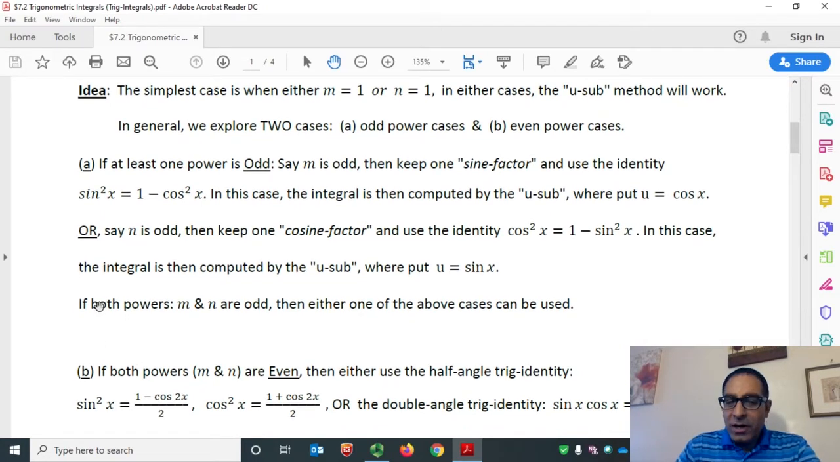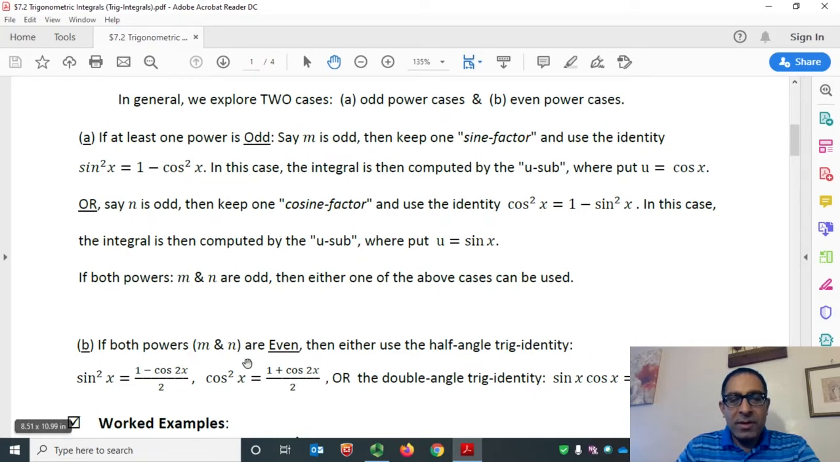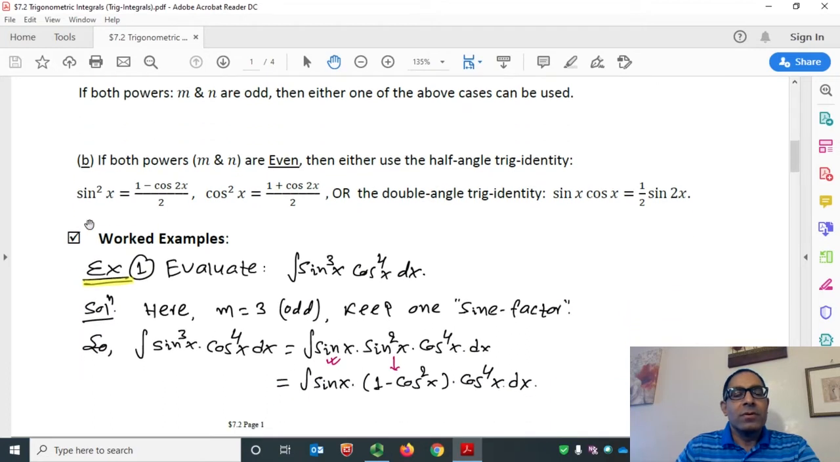By the way, if both powers m and n are odd, then either one of the above cases can be used. Another case: if both powers m and n are even, then either use the half angle trig identities, which are sine squared x equals 1 minus cosine 2x over 2, and cosine squared x equals 1 plus cosine 2x over 2, or the double angle trig identity, sine x cosine x equals 1/2 sine 2x.